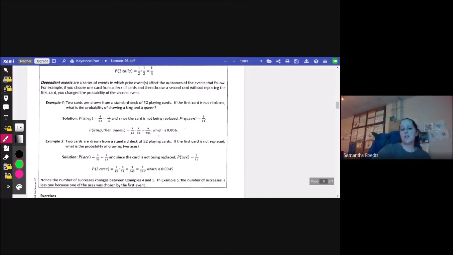Dependent events are a series of events in which prior events affect the outcome of the events that follow. So for example, if you choose 1 card from a deck of cards and then choose a second card without replacing that first card, you change the probability of that second event.